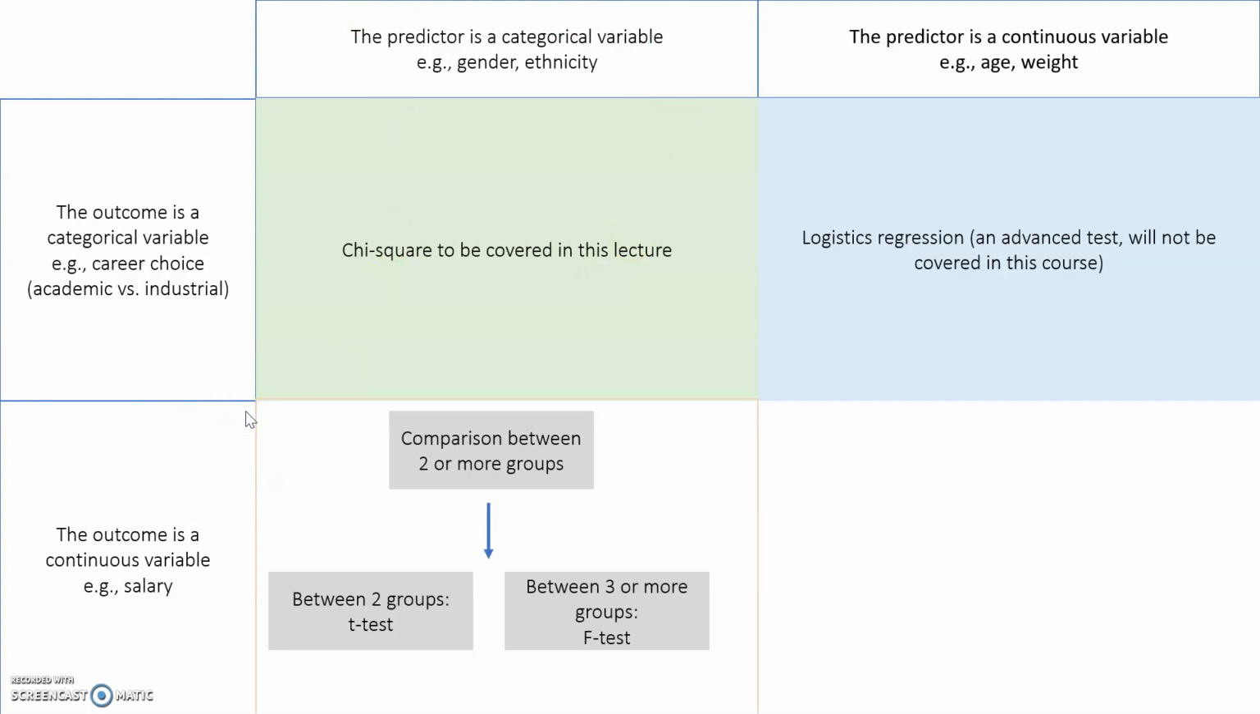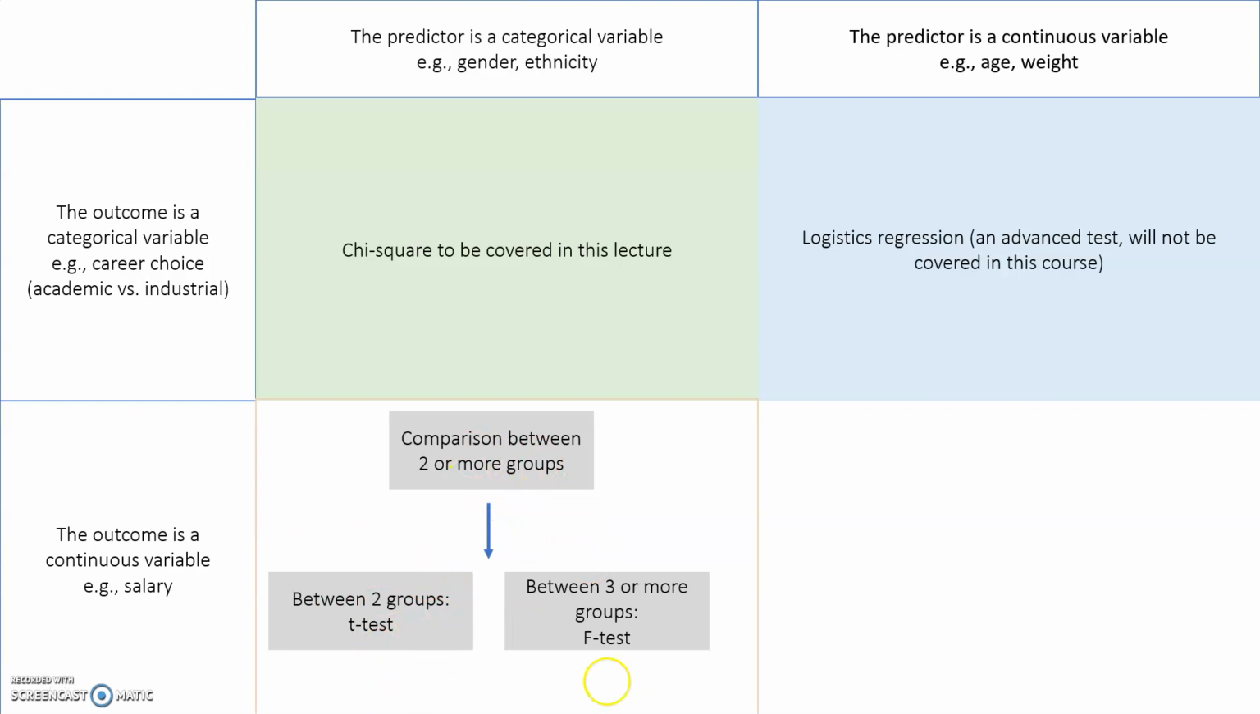Let's say the example I showed you in class is whether different courses would lead to different levels of stress. Apparently, the different courses people are taking is a categorical variable, that is our predictor. And our outcome, which is the stress level, is measured as a continuous variable ranging from 1 to 9. But whether we use the t-test or the f-test is decided by how many groups we are comparing between.